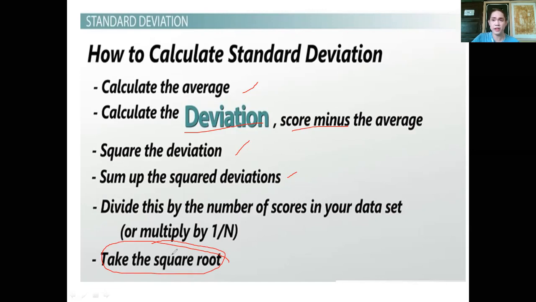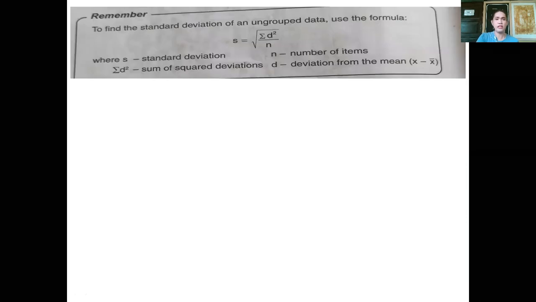But the last part will matter because in getting the standard deviation, you will just get the square root of the variance. Then you have it, the standard deviation. So I hope you can follow with the process. Of course, we cannot appreciate it without applying it in an example. So let's have an example.